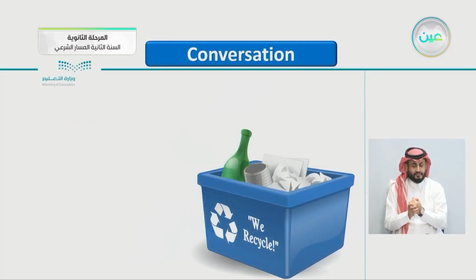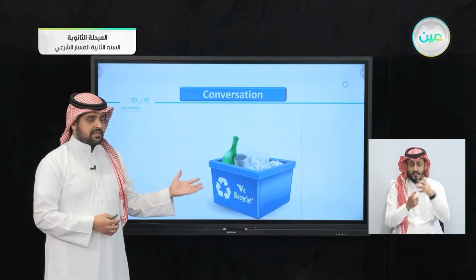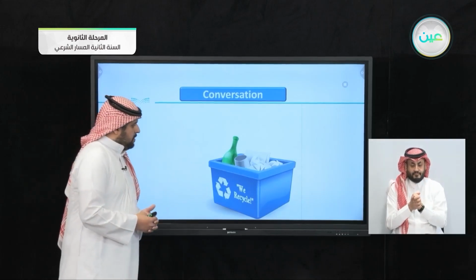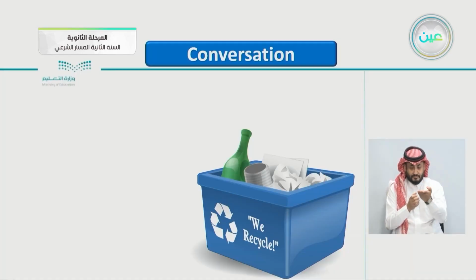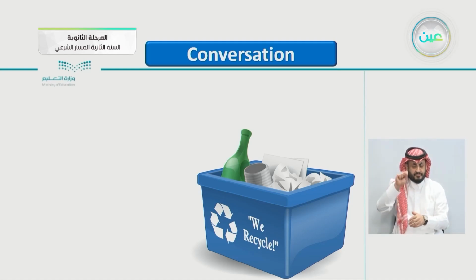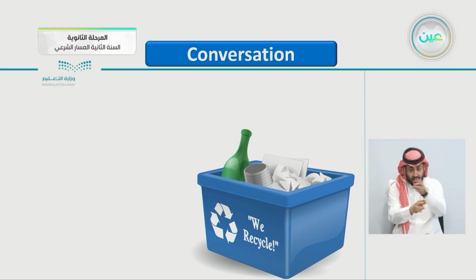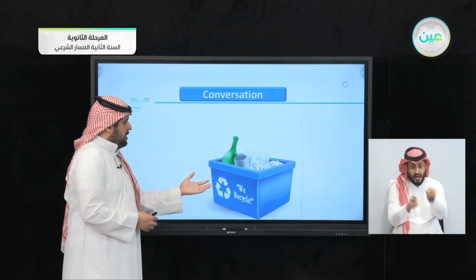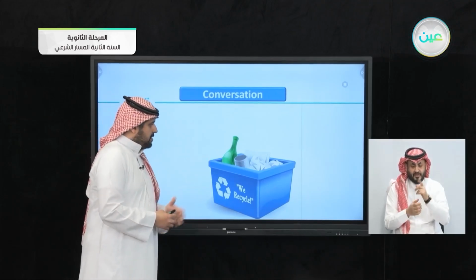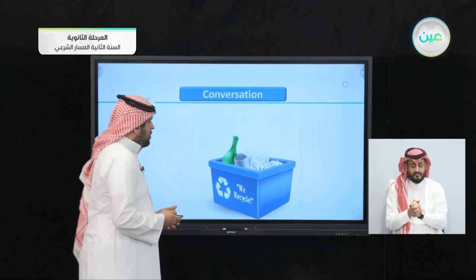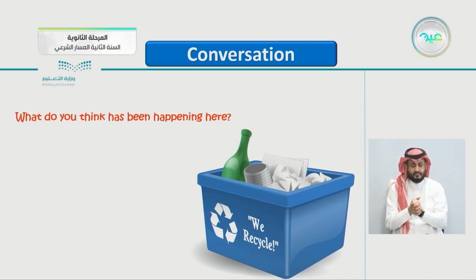So what do you see here in this picture? Yes, this is a garbage bin or a trash can that is for recycling. You can notice here it says we recycle, and there's maybe a plastic or glass bottle and some paper waste. What do you think has been happening here near the trash bin?